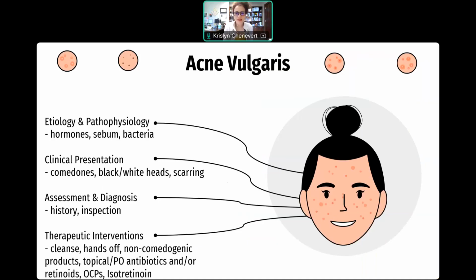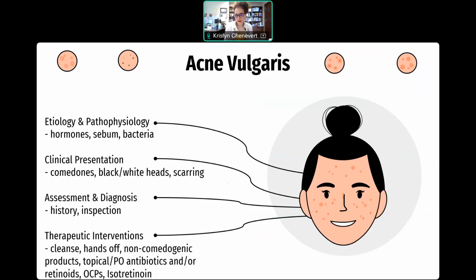Moving on to acne, everyone's favorite thing, right? So, first and foremost, this condition has a big psychological impact, right? Especially when we think about the developmental period that it typically likes to rear its ugly head during, puberty, right? So, just keep that in mind and be empathetic.